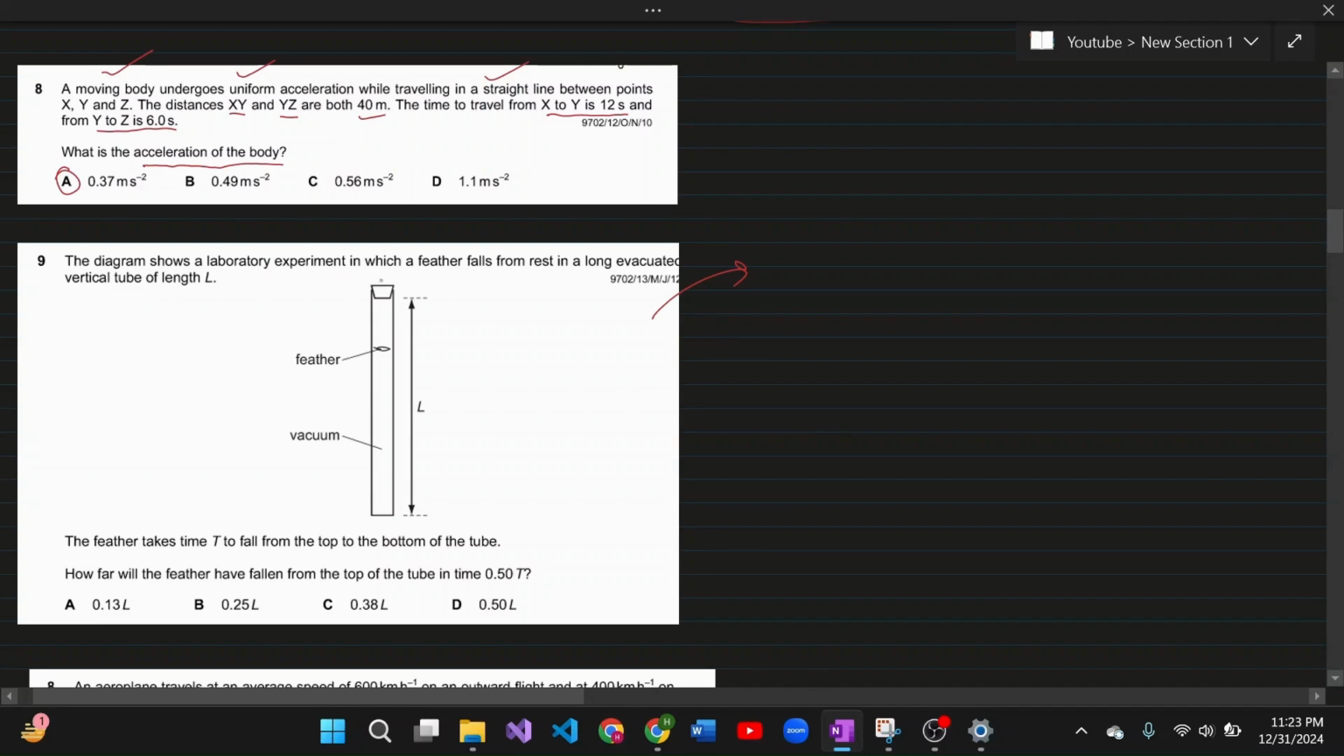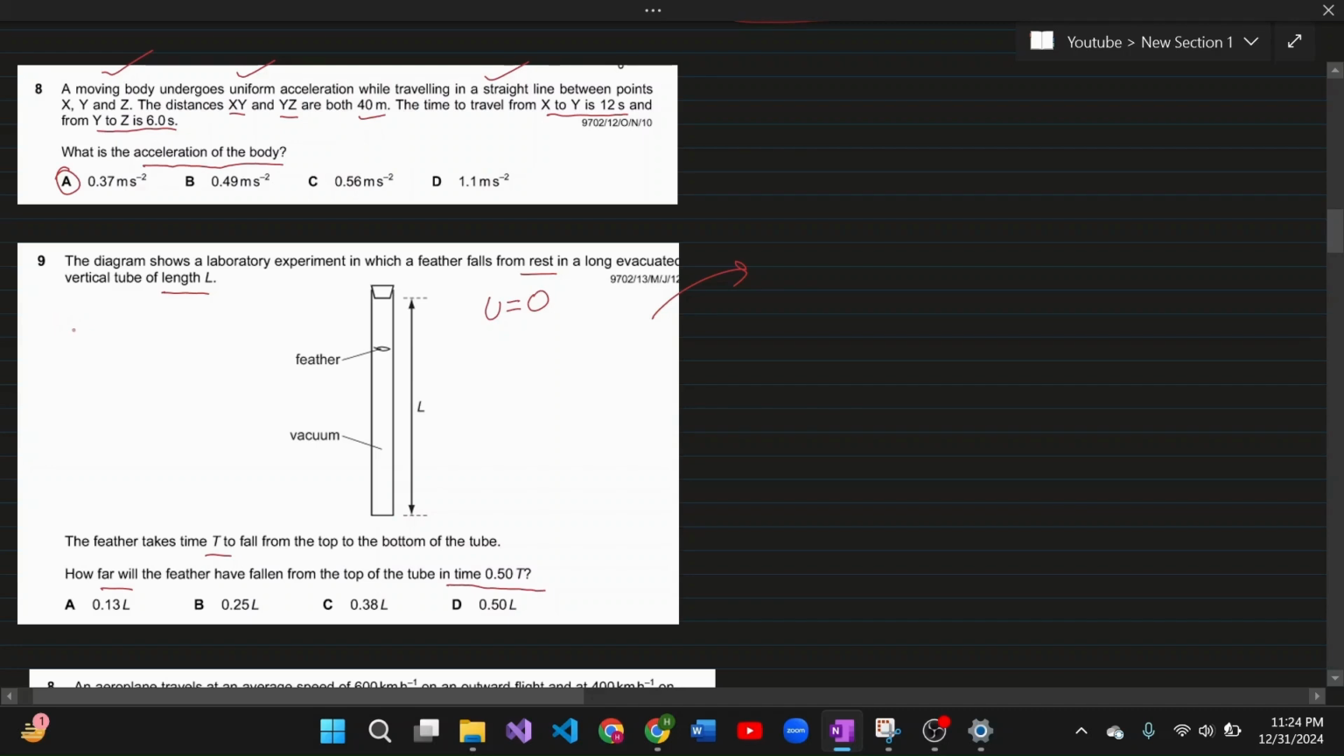The diagram shows an experiment. A feather falls from rest. Okay, from rest means that the feather's initial velocity is zero. A long evacuated vertical tube of length L. The feather takes time T to fall from the top of the tube. How far will the feather have fallen from the top of the tube in time 0.50 T?